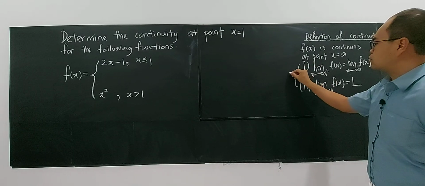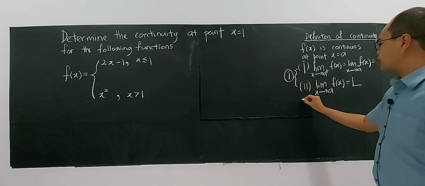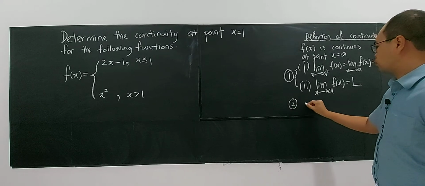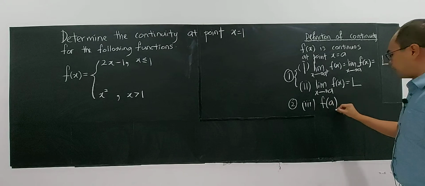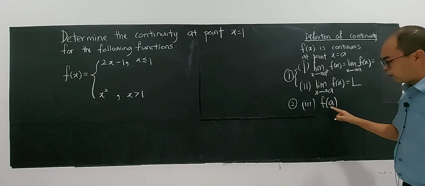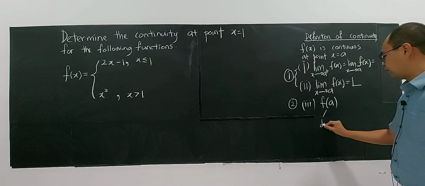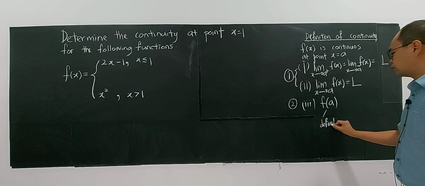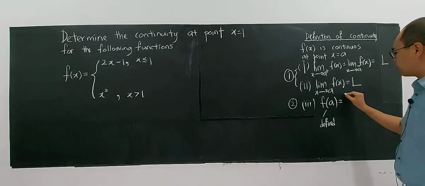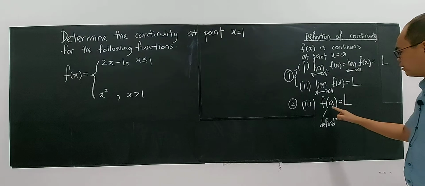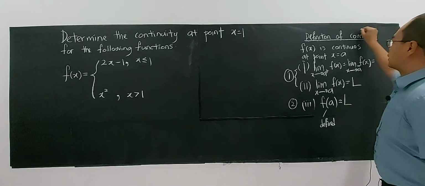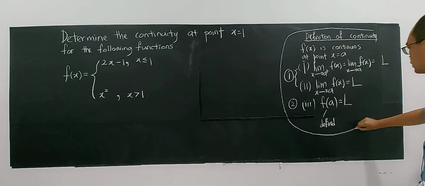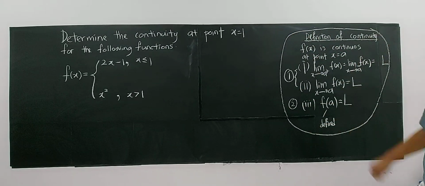So I can combine these two as one condition. The third one will be that the value of f at that point must be defined. Defined means there is a value. The value at the point must also be L. If the value is not L, they are not continuous. So this is the priority for this section, about the concept of continuity.